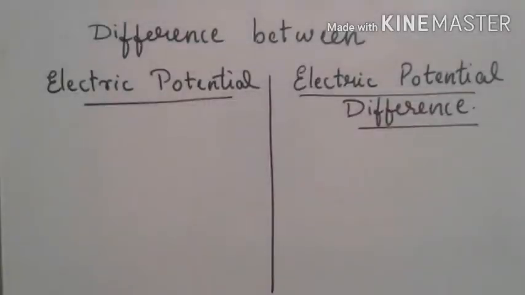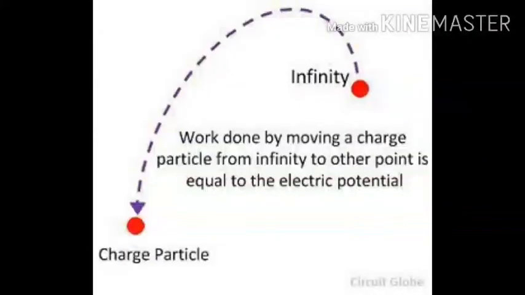And the mathematical form of it is V is equal to W by Q, and this is the SI unit. Now children, the difference between electric potential and potential difference, because many times these two terms are confusing. It can be understood like this: when work is done to bring a charge from infinity to a certain point, then it is said to be electric potential.